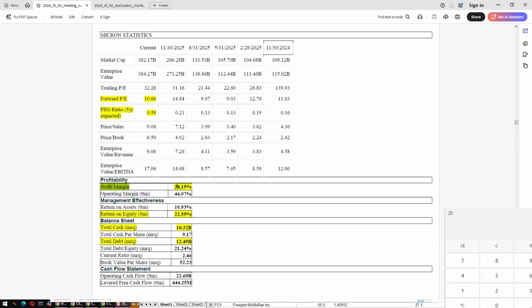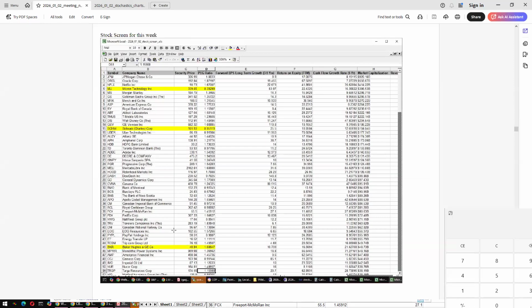The profit margin is 28%, which is pretty good. That's double what we're looking for. Return on equity is 22, which is double what we're looking for. And they only have 2 billion in debt out of 400 billion, which is a drop in the bucket. It's not much at all. All right. So you can see that Micron, for the past year, has been in the top 10 in our stock screen. So it's still undervalued according to our stock screen.